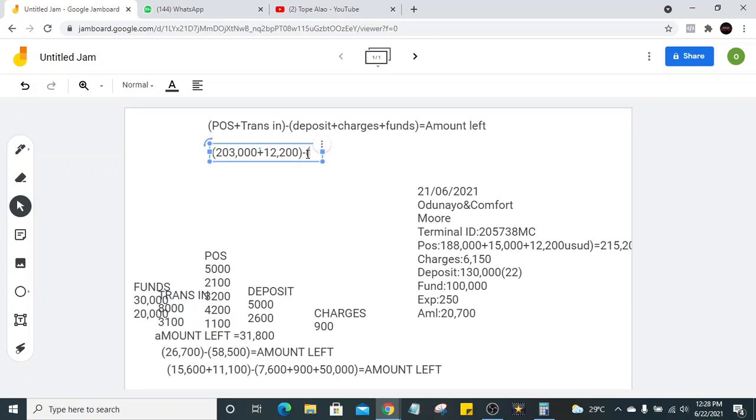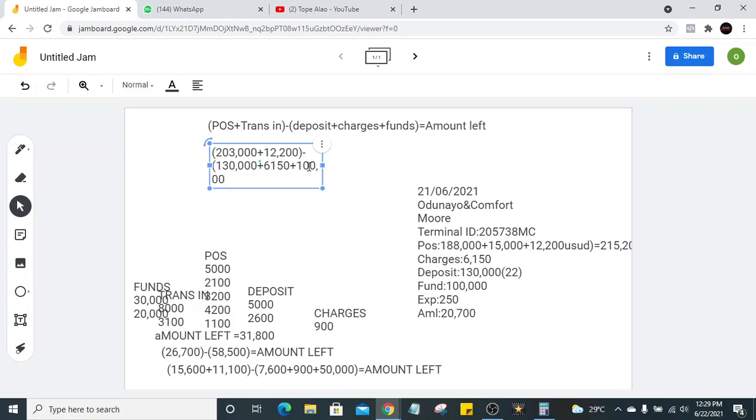Then deposits. Our deposit is 130,000. We are going to check together and see. You can start writing this down yourself and also check before I finish. So plus charges. The charges is 6150. Then you plus that to the funds. The funds is 100,000 naira.